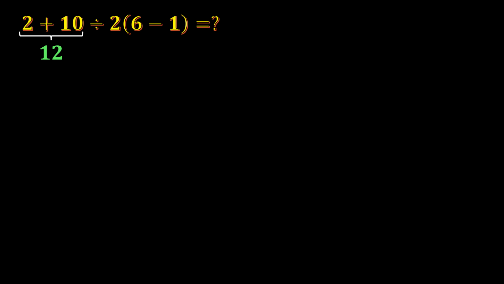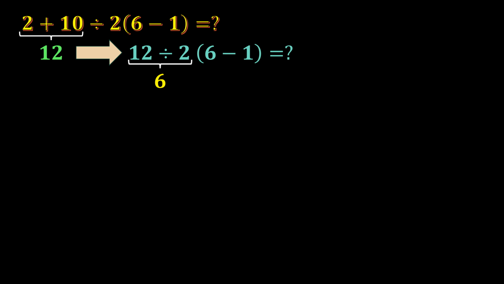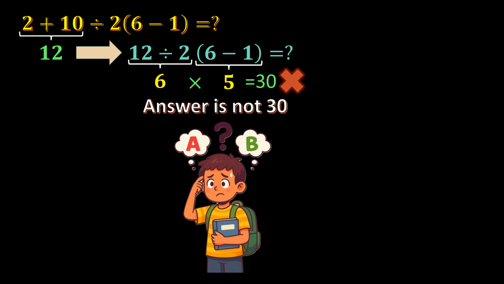2 plus 10 equals 12, and the expression becomes 12 divided by 2 times 6 minus 1. 12 divided by 2 equals 6, and 6 minus 1 equals 5, and the product of 6 and 5 equals 30. However, this answer is completely wrong because we did not follow the PEMDAS rule.